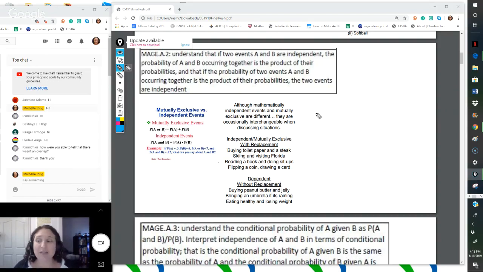Dependent deals with without replacing. Whatever happens depended on something else happening. You go to the store, you buy peanut butter and jelly. Makes sense that you'd probably buy peanut butter and jelly if you're craving a sandwich. You take your umbrella out because it's raining. You start eating healthy and you lose weight. Those things make sense. So that allows them to be dependent. If they make sense, if they relate to each other, they're dependent. Next.